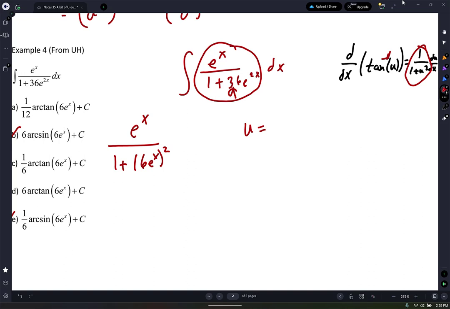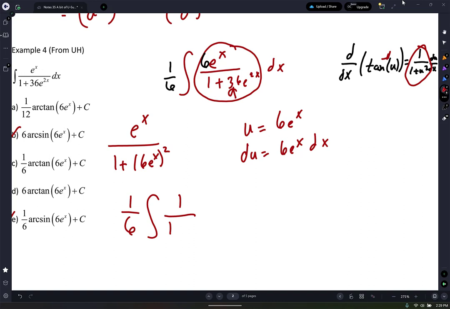So then if you make your u equal to 6e^x, then your du is going to be 6e^x dx. So then I put a 6 on the inside. On the outside, I put a 1/6, and now look what I have. 1/6 integral 1/(1 + u)² du. Does it look a lot nicer now? Yes. The antiderivative of 1/(1 + u)² is arctan of u plus c.